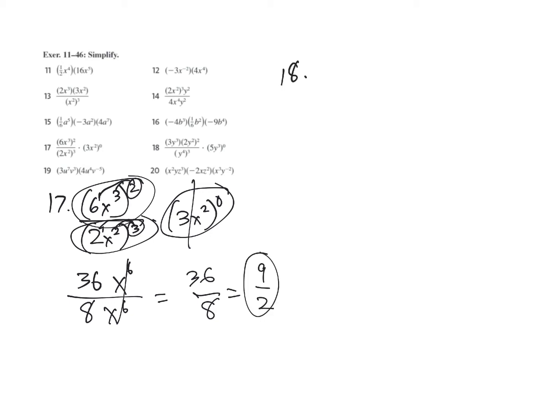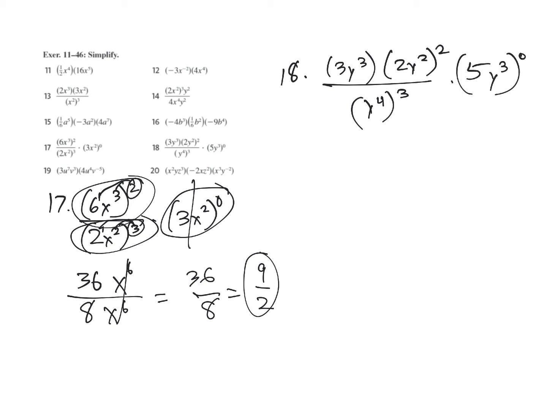Now number 18, you have 3y cubed and 2y squared to the square all over y to the 4th to the 3rd times 5y to the 3rd to the 0 power. So that's going to be 1, because anything to the 0 power is 1. 3y to the 3rd can't do anything. We need to do something with this 2, so we distribute it to each exponent inside. So this becomes 2 to the 2nd. So we have 3y cubed times 2 squared is 4, and y squared squared is y to the 4th. All over y to the 12th.